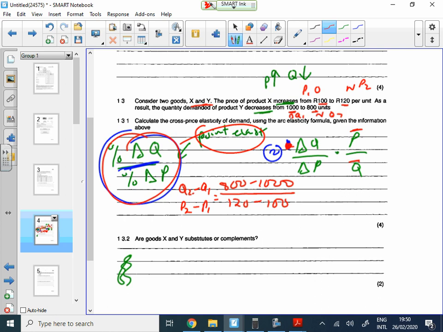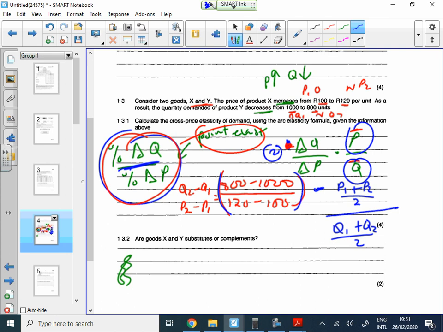So that is this part of it. I think almost all of you got this part okay. But don't forget, it's supposed to be multiplied by P bar over Q bar. And P bar, we say, is P1 plus P2 over 2, divided by Q1 plus Q2 over 2. Now you still need to substitute your 1 and 2 and work it out. So you work for those 4 marks.